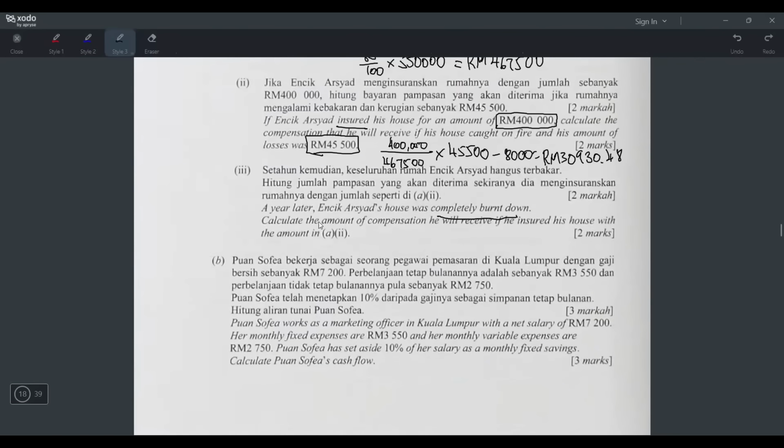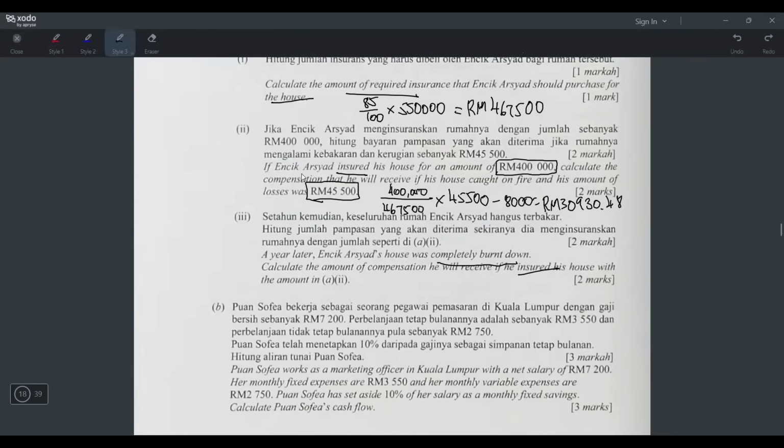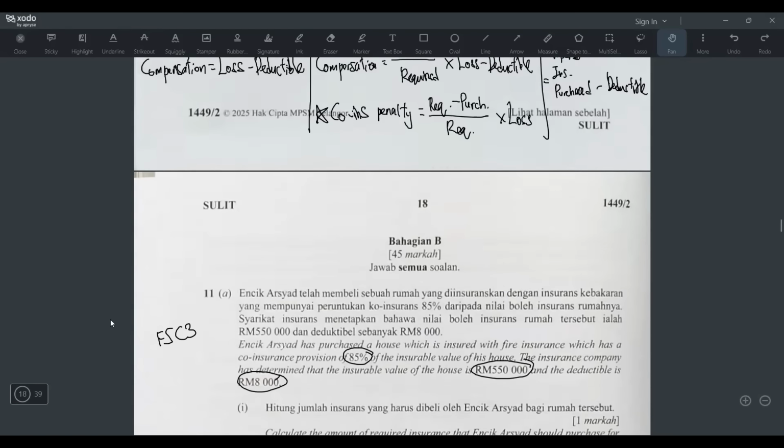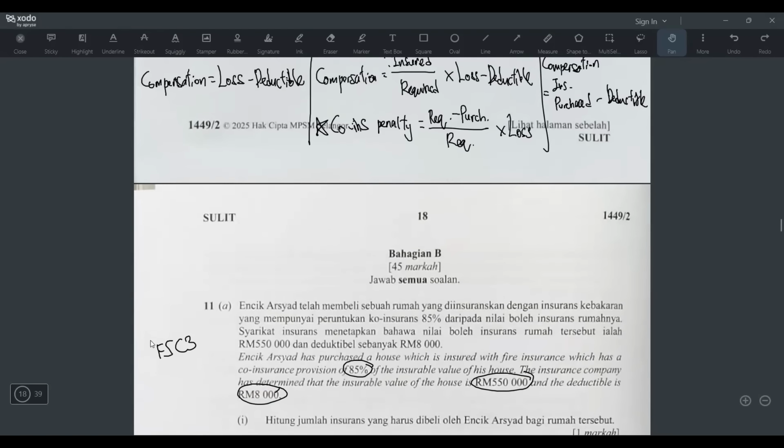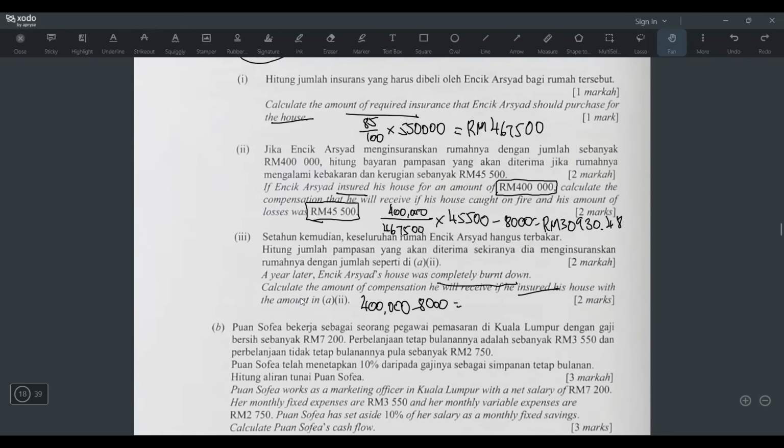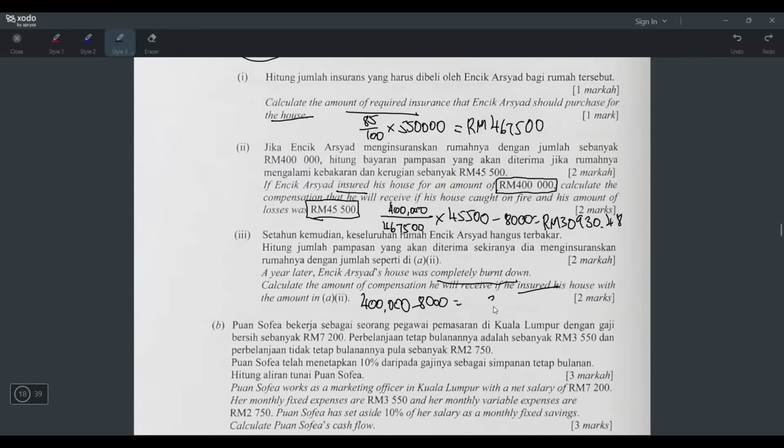Let's read. Calculate the amount of compensation he will receive if he purchased his house with the amount in A2. The amount in A2 says he purchased with 400,000, right? So you just take 400,000 minus the deductible 8,000. Because for case 3, the formula to find compensation is insurance purchase minus deductible. And of course, minus deductible. So you will get 392,000. And of course, you have to write RM for the final answer. Alright, that's all. Now we do B.